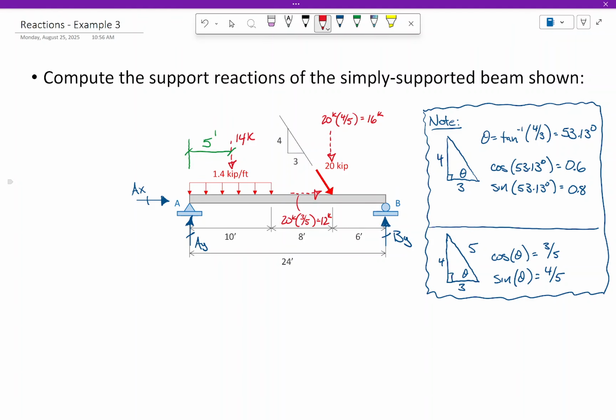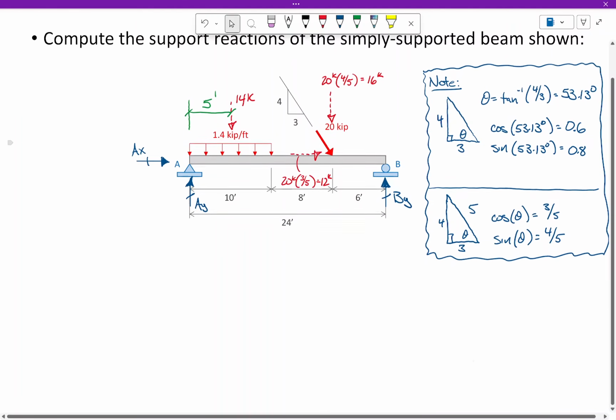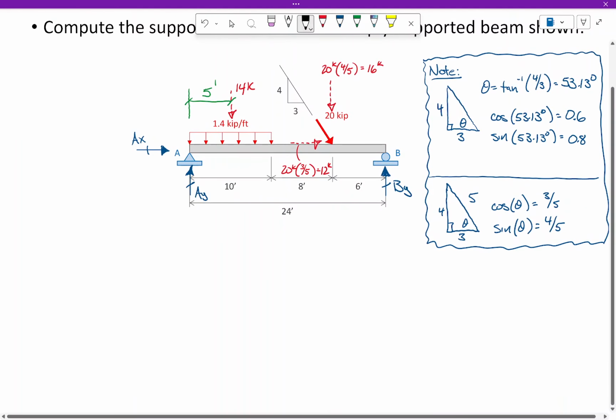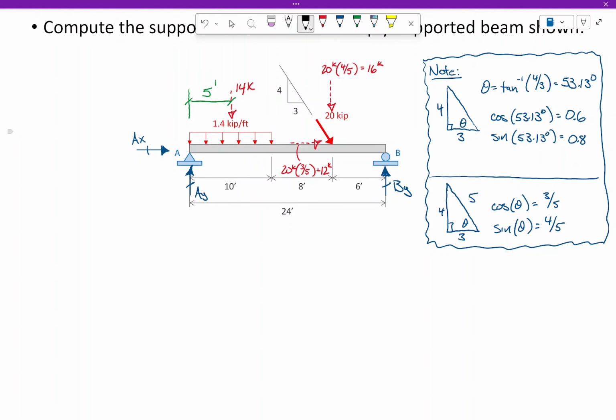Now, I made a little bit more work of this than just doing it, but when we get into trusses, being able to identify those directions is pretty important. Okay. Everybody good so far? We're good? Okay. So tell me what to do. Sum forces in the horizontal direction. Okay, let's go ahead and do that first.